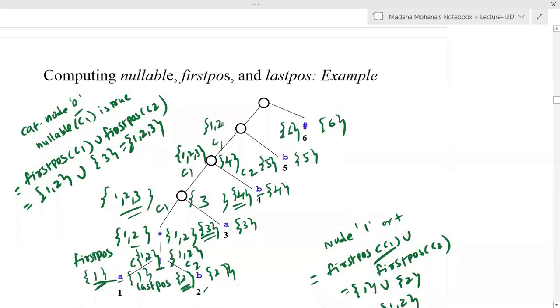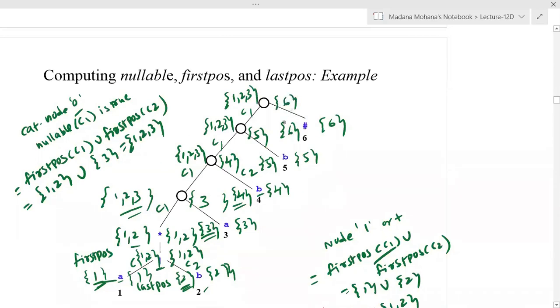You will take 1, 2, 3. Then the right child is also not nullable. Take the first position of this one, that is 5. Similarly, for this node, the left child is not nullable. You will take 1, 2, 3. Then for the right child, hash is not nullable. Then its first position, you will take 6 as the last position value.